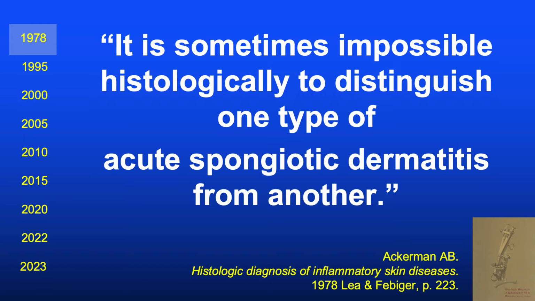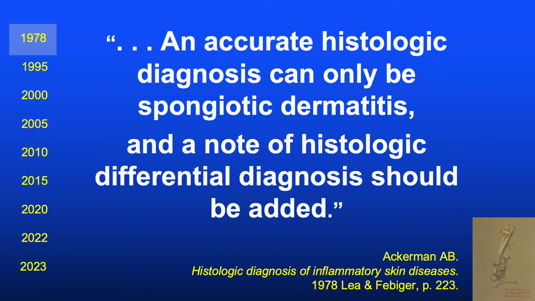But I'd like to now examine a few quotes from leaders in dermatopathology spanning nearly half a century. So the late A. Bernard Ackerman in 1978 wrote, "It is sometimes impossible histologically to distinguish one type of acute spongiotic dermatitis from another. An accurate histologic diagnosis can only be spongiotic dermatitis, and a note of histologic differential diagnosis should be added."